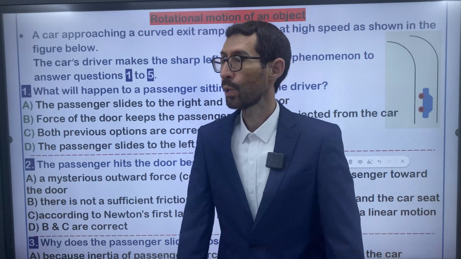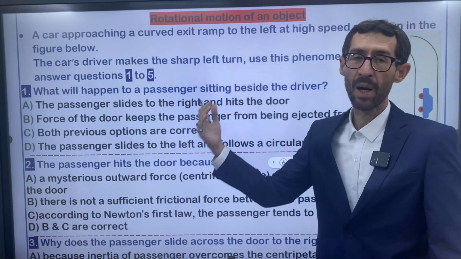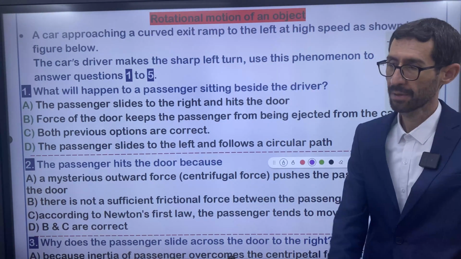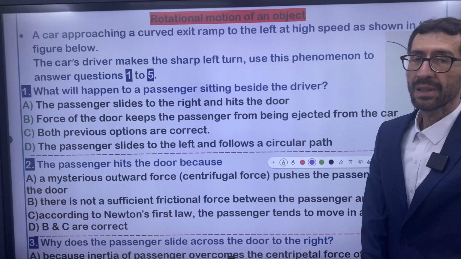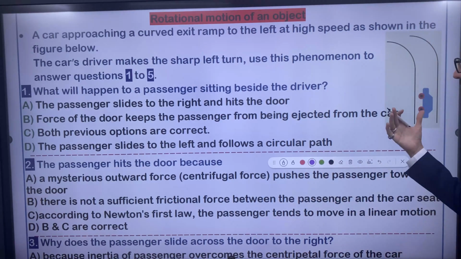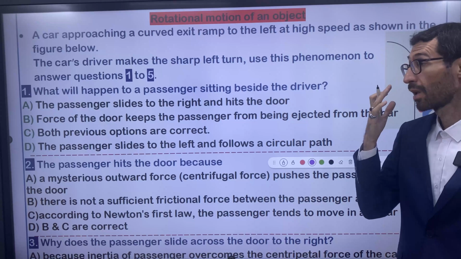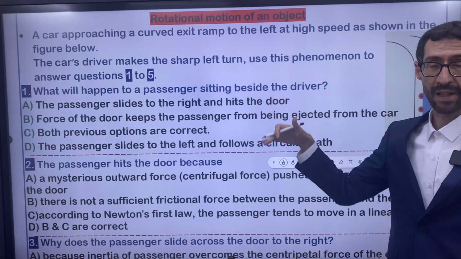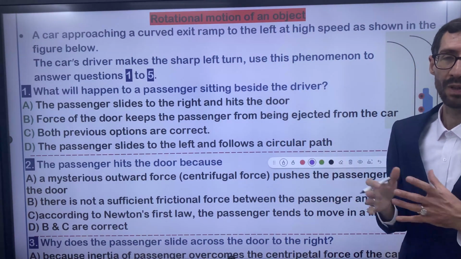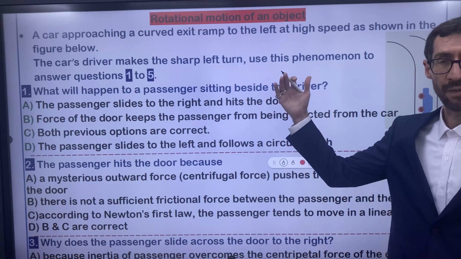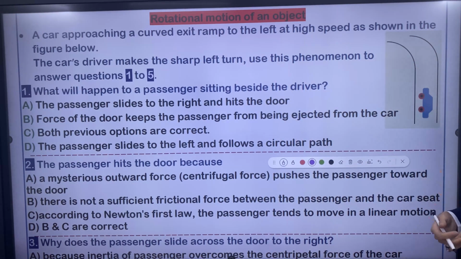Today we are going to talk about the new subject, which is rotational motion of an object. There is a phenomenon here. For better understanding the subject, I separated this phenomenon into some questions. I dedicated 5 questions for this phenomenon for better understanding.